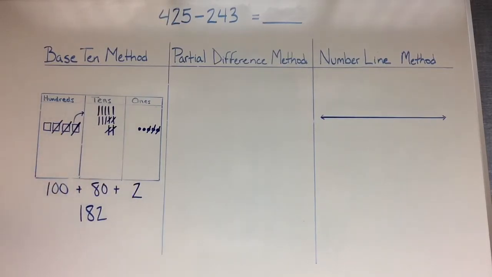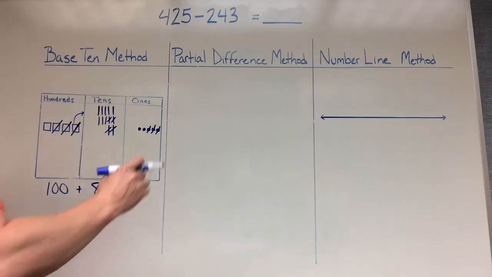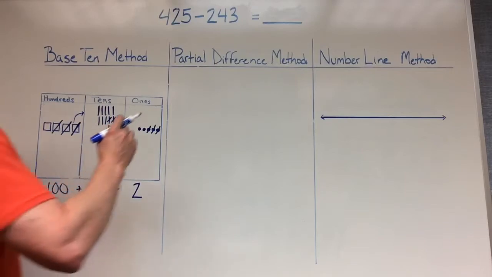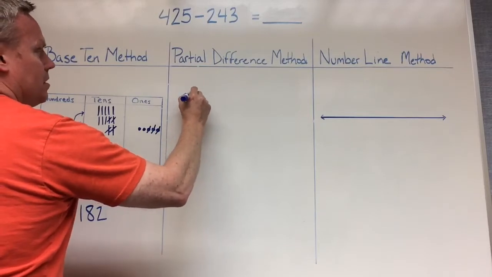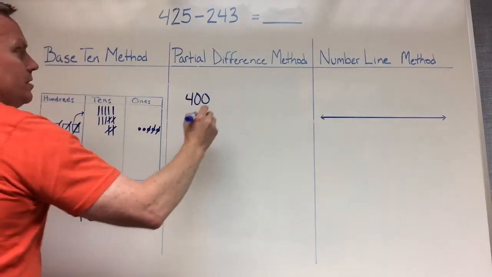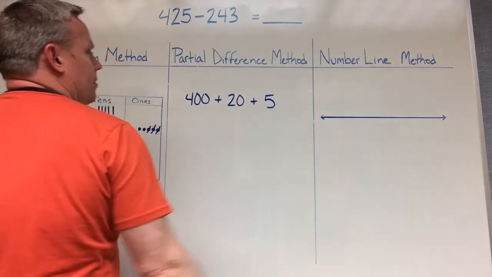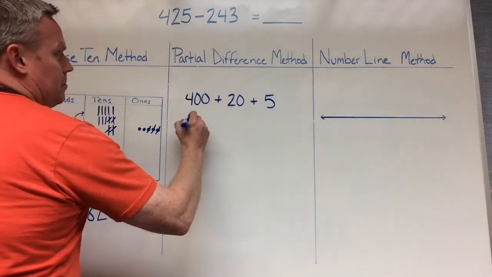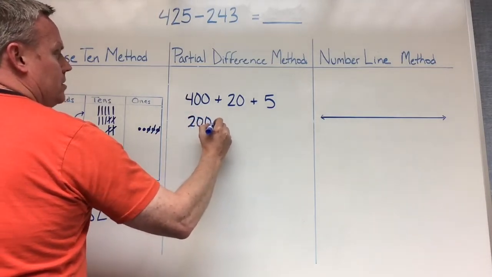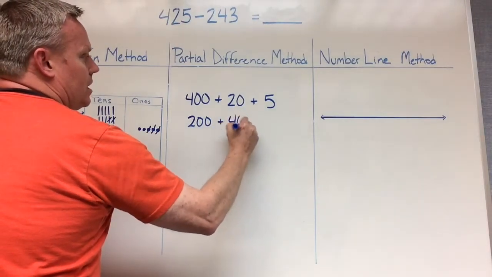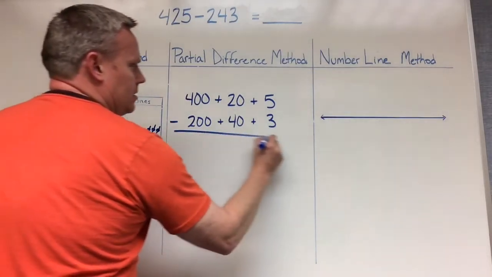Okay, now moving over to the partial differences method. It has some similarities to the base 10 method, except we're not using the base 10 model approach. The numbers will be kept in their place value form numerically. So I'm going to start with 425. That becomes 400 because there's 4 hundreds, plus 20 for the 2 10s, plus 5 for the 5 ones. And I'm going to be subtracting the 243, so 200 for the 200s, plus the 40 for the 4 10s, and the 3 for the 3 ones.